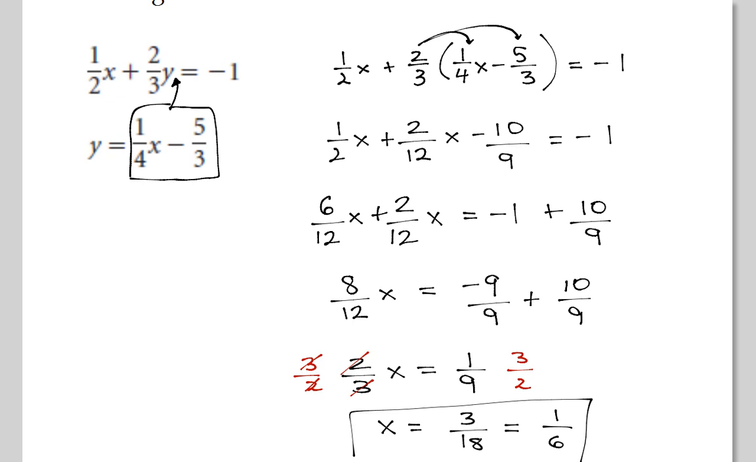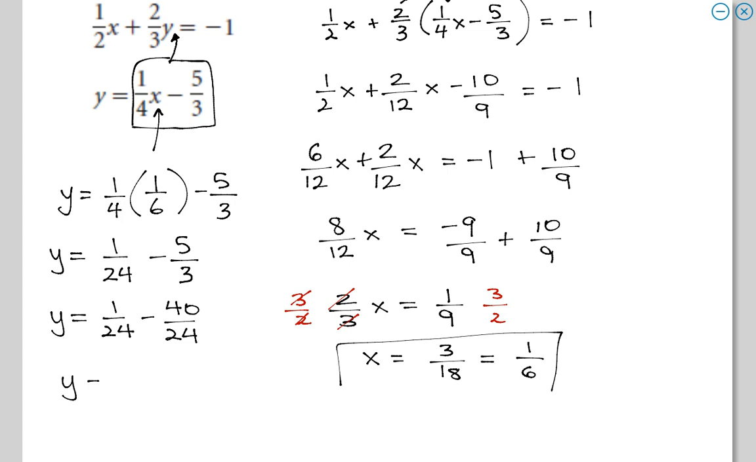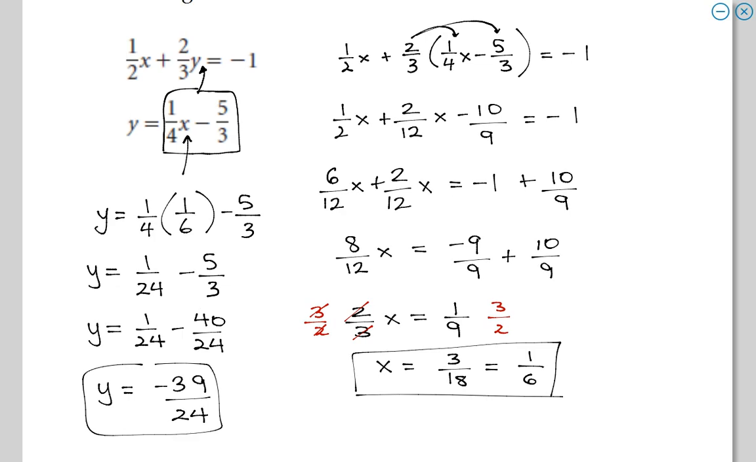So then that 1/6, we're not done. You got to put that 1/6 right here and solve for y. So you get a quarter, a sixth, minus 5/3. So you get a 24th minus 5/3. So you'd have to get a common denominator. Timesing by 8, you'd have 40/24. And you get, looks like minus 39 over 24. So just filthy. Hope I didn't make any mistakes.